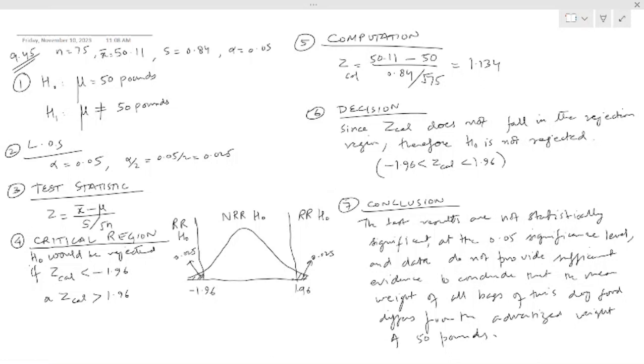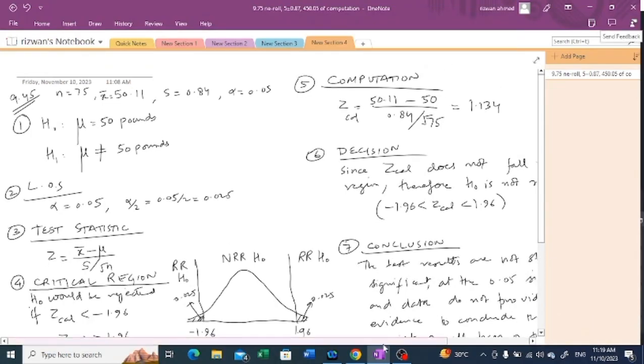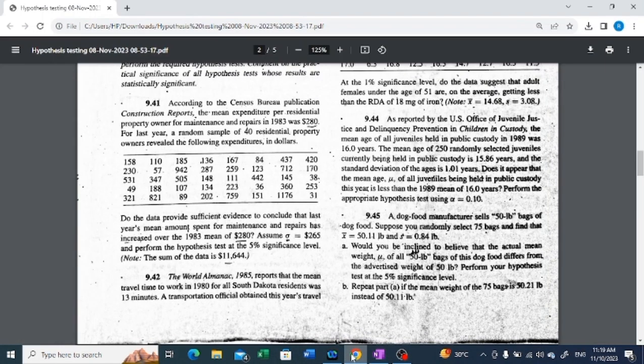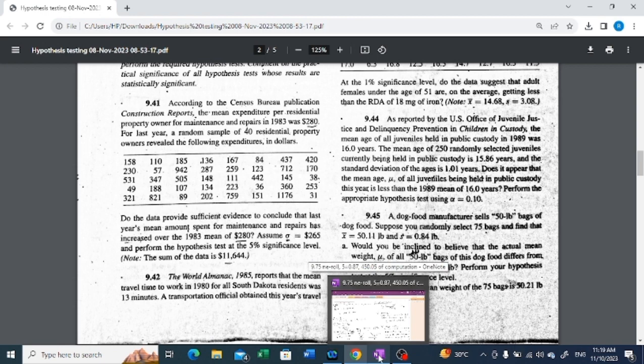Now moving to part B of the same question, we can see that in part B we observe a slight change in the X bar value. Again, they have drawn the same sample of 75 bags from the same population, but the sample X bar value this time is slightly different. It is higher and it is given as 50.21 pounds. So what will be the impact of this change in the X bar value?